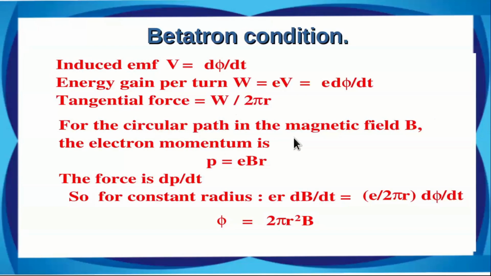For the circular path in the magnetic field B, the electron momentum is given by P is equal to EBr, and therefore the force can also be represented as dP by dt. So therefore, equating these two quantities for constant radius, we see that E r dB by dt is equal to E by 2 pi r into d phi by dt, and therefore from this one can obtain the relation that the flux should be equal to 2 pi r square.